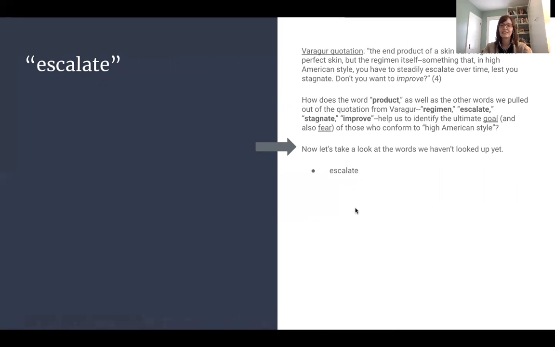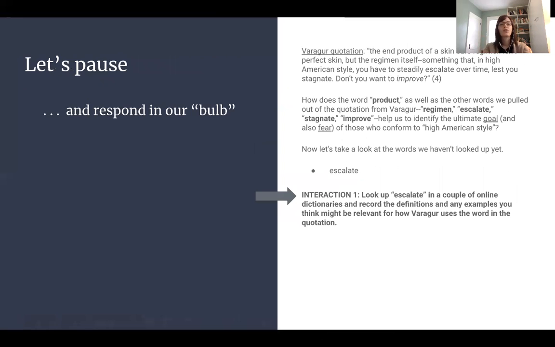So we have escalate. So for our first interaction, take a couple seconds here, look up escalate in a couple of online dictionaries and record the definitions and any examples that you think might be relevant for how Vargar uses the word in the quotation, right? So what might you pull out that might help you brainstorm a close reading?